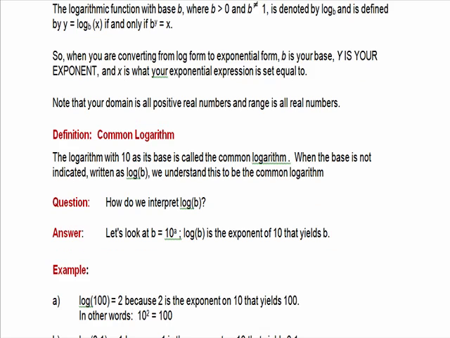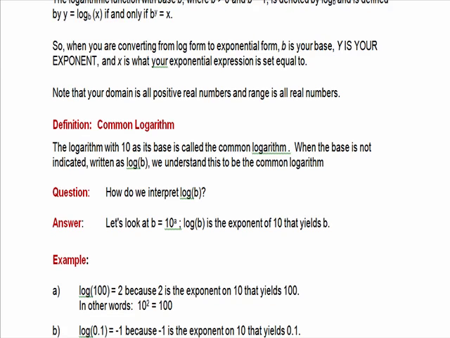So how do we interpret log of b? Well, let's take a look at an expression written in the form b equals 10 to the a. If I go back to my definition and convert, this can be converted into a log statement, which says the log of b is equal to the exponent of 10 that would yield b. So the log of b is always the exponent on 10 that's going to produce that b.